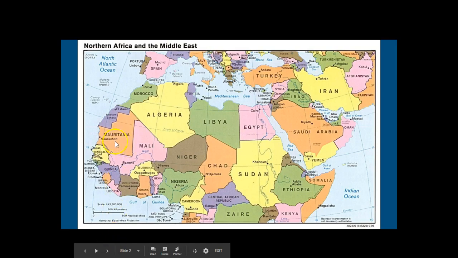Let me talk to you about Moors for just a minute. Moors are a group of people who are from Mauritania. And in the 700s, the Moors came from this area, conquered much of northern Africa, settled in Spain and Portugal, and had a major influence on architecture, academics, math, all kinds of things.